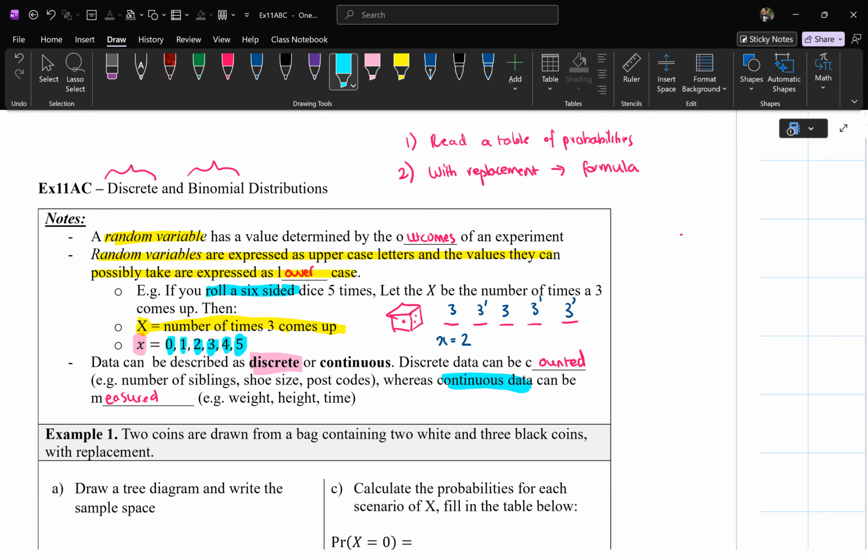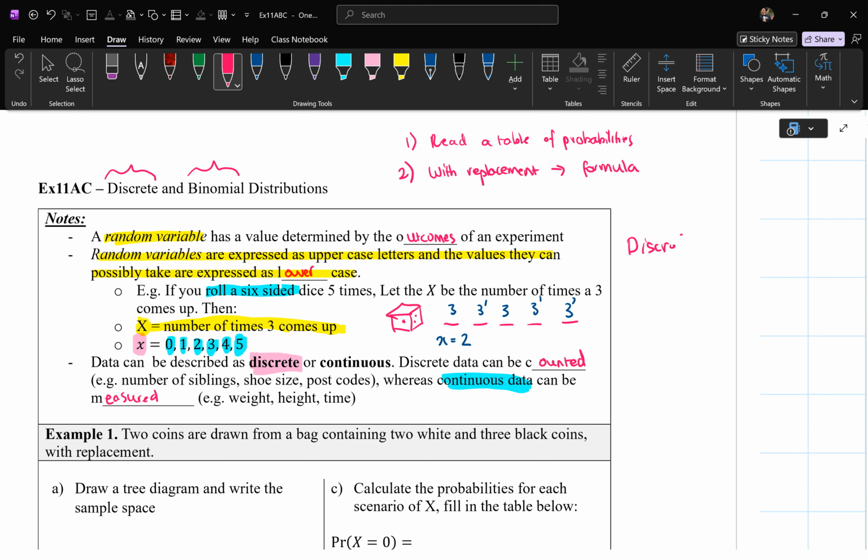You only get 1 or 2. You can't get things in between. So you can only count, you either have 1 sibling, or you have 2 siblings, or you have none. But you can't have half a sibling. You can't have a third of a sibling. You can kind of, if you actually physically do it, cut them up. But does that make sense? Discrete. So we put those 3 words together.